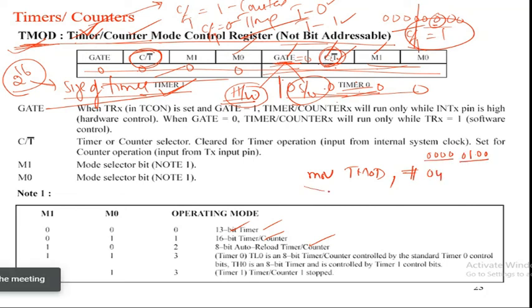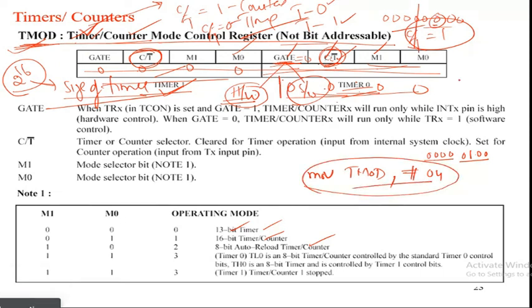4. So when you write the instruction MOV TMOD, #04H, the microcontroller is going to understand that the timer is initialized as mode 0 as the last 2 bits are 0. Mode 0 in the sense what is the size of the timer it is taking is 13-bit timer.